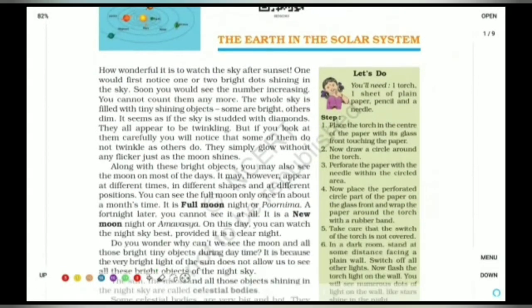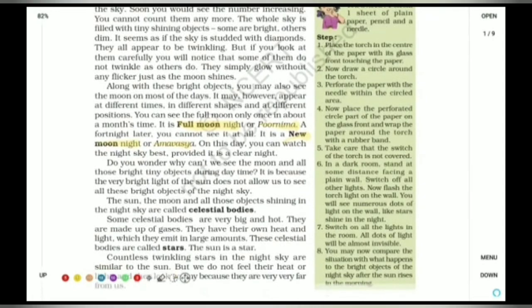As we start, we all love saying moon, right? The full moon night, when the moon is in a whole circle shape, we call a full moon night or Purnima. When there's no moon in the sky, we call it a new moon night or Amavasya. The sun, the moon, and all those objects shining in the sky are called celestial objects.